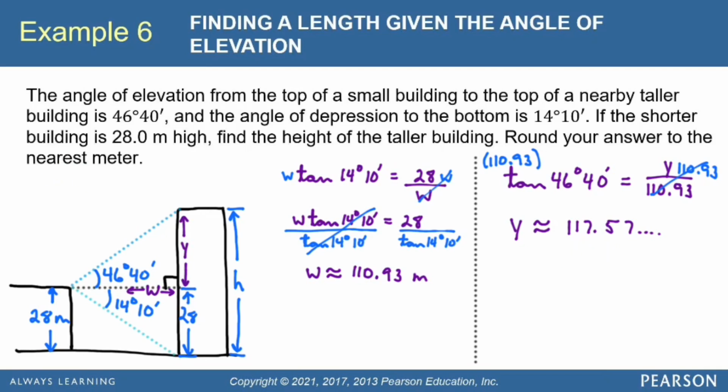We can round at this point because what we're getting ready to do is add Y plus 28, and 28 is a whole number. So there's not any rounding error that can accumulate at this point and throw us off. So I'm going to go ahead and round off to the nearest whole meter here. So Y, the vertical side of the top triangle, is 118 meters. And then we're going to add 28 plus 118 to get the total height of the building. And that is 146 meters.